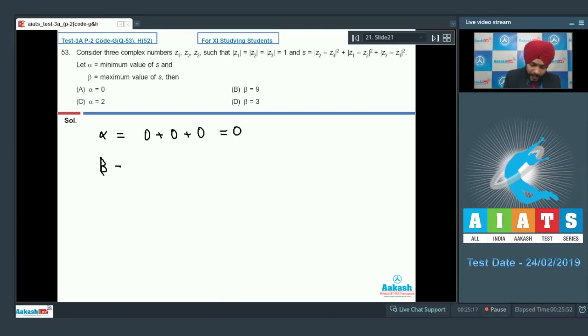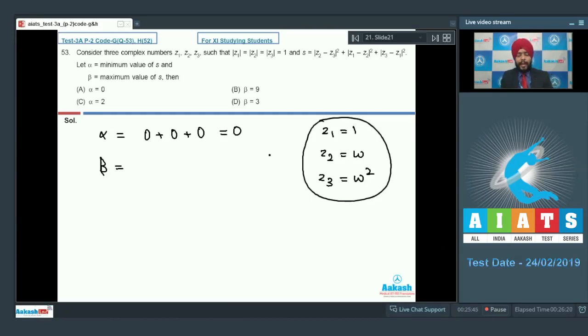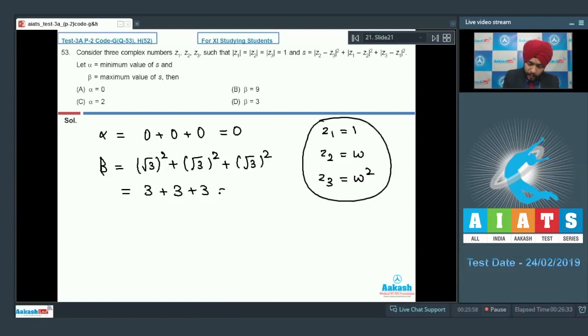Further, beta, the maximum value, distance means separation. S contains the cyclic factors of the distances between these 3 points. That means beta, the maximum value of S, will occur only when z1, z2, z3 are equally separated, and for a particular case, they can be taken to be 1, omega, omega square, which are the cube roots of unity because they are already lying on the unit circle. So if we have these 3 points, then this distance is root 3 whole square plus root 3 whole square plus root 3 whole square. You can easily calculate the moduli. So this is 3 plus 3 plus 3. The value of beta comes out to be equal to 9.